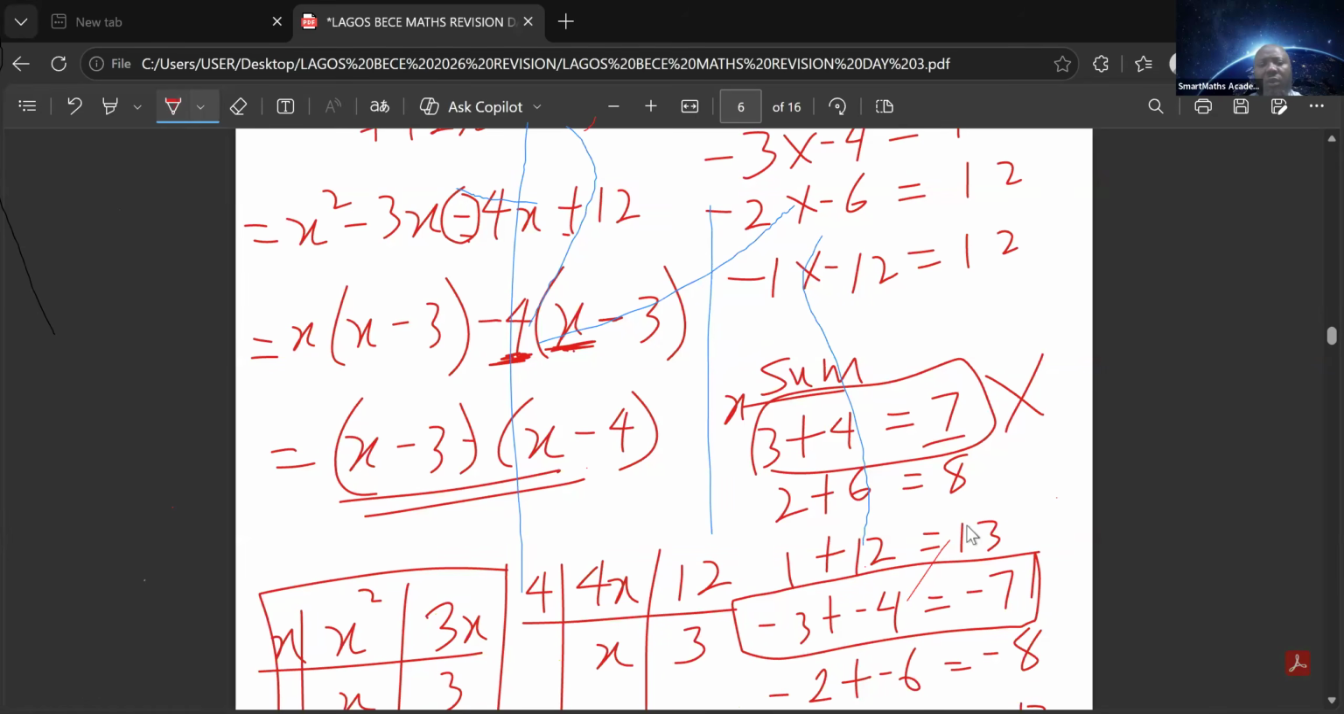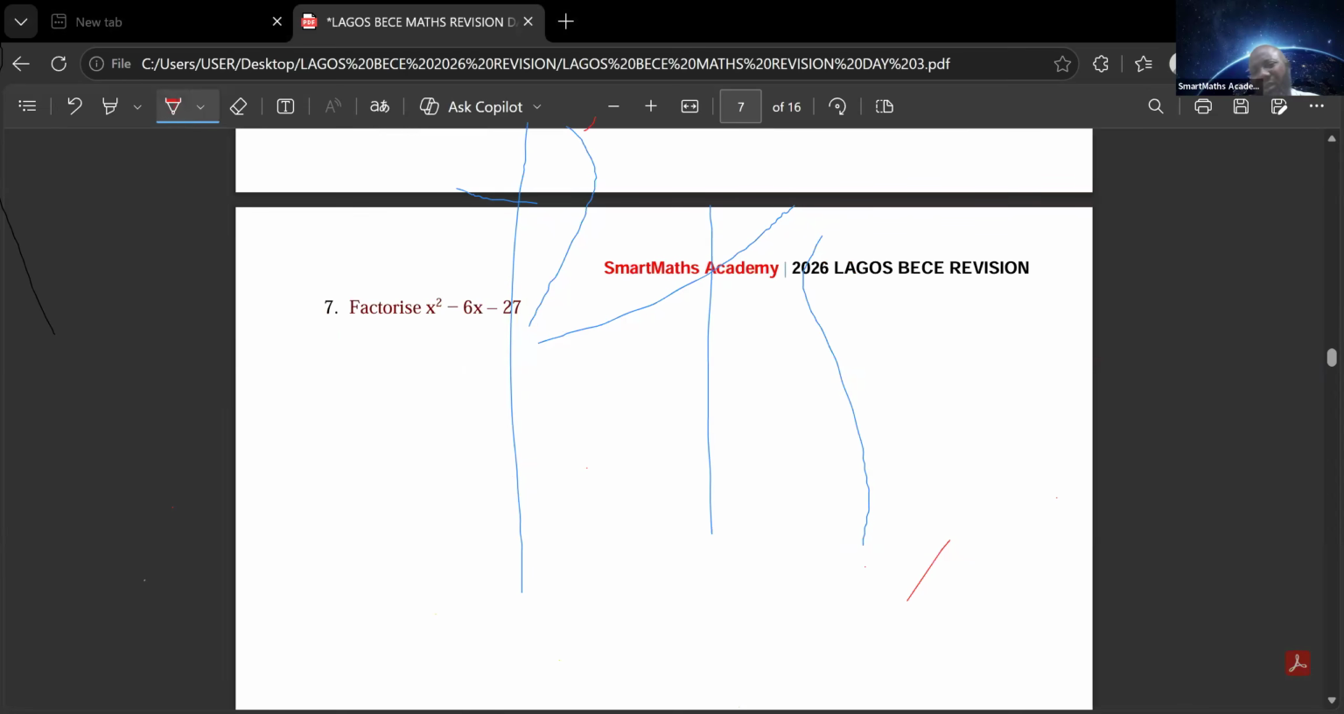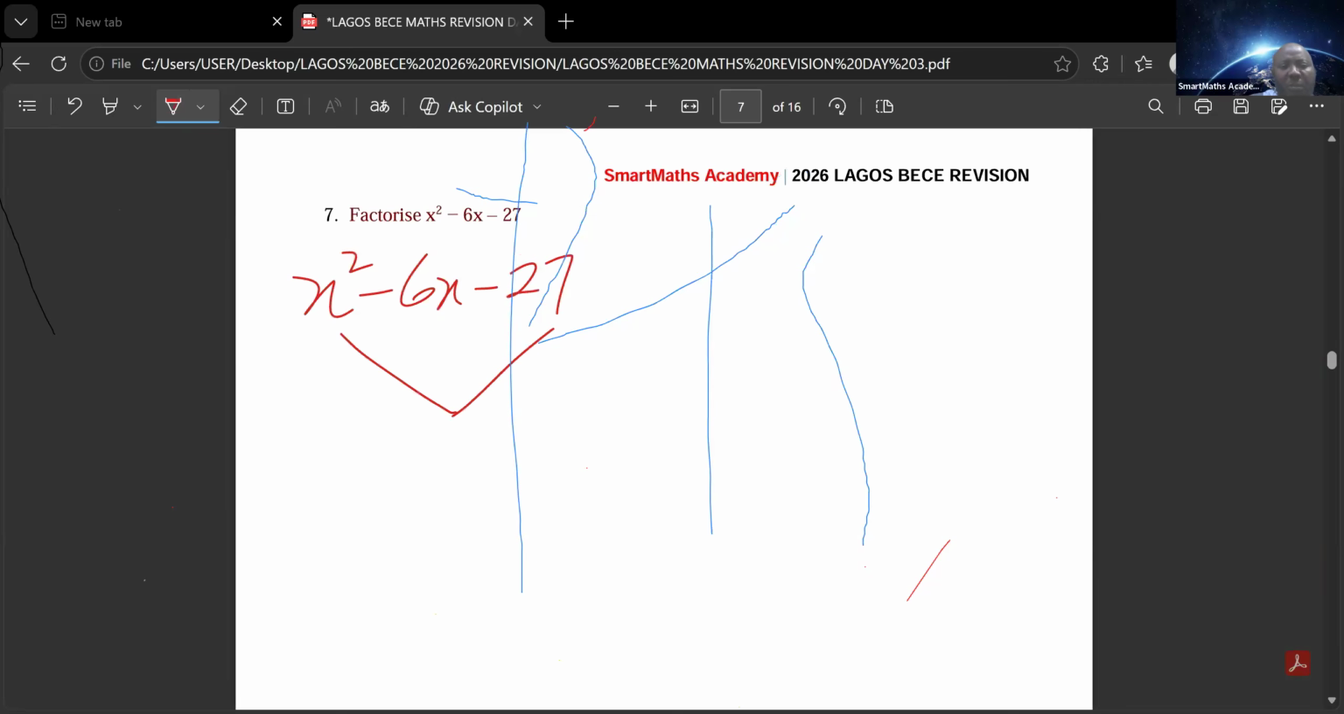All right. Now, here we have all negatives throughout. All of them are negatives. So the same thing will be done. We multiply. So let me do this one again. x squared minus 6x minus 27. So multiply. This will give us minus 27x squared. Take note, this one is minus. Can you see? So we are looking for two numbers we multiply together to give us minus 27. You have to think very fast.